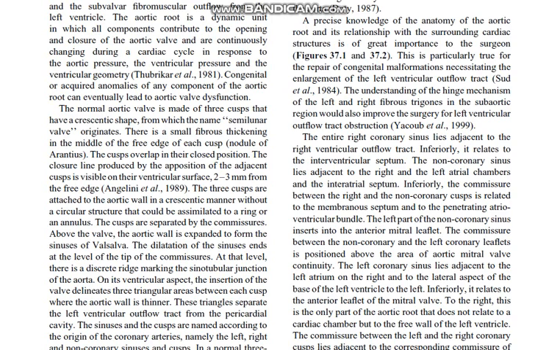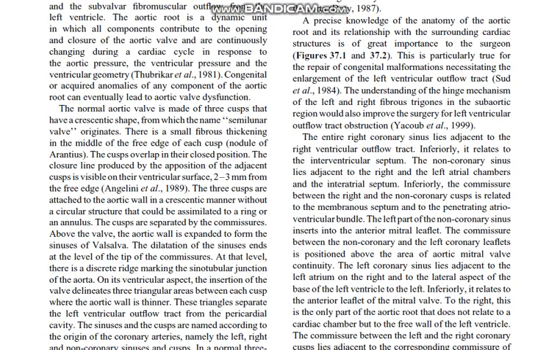Above the valve, the aorta is expanded to form the sinuses of Valsalva. The dilatation of the sinuses ends at the level of the tip of the commissures. At that level, there is a discrete ridge marking the sinotubular junction of the aorta. In its ventricular aspect, the insertion of the valve delineates three triangular areas between each cusp. These triangles separate the left ventricular outflow tract from the pericardial cavity.